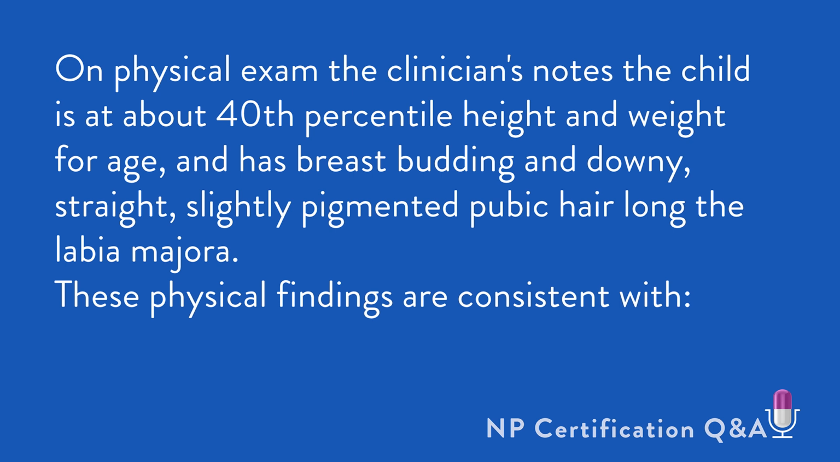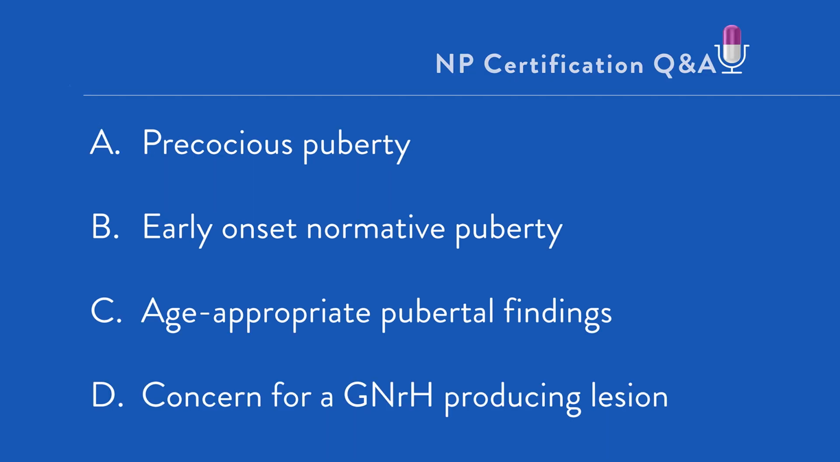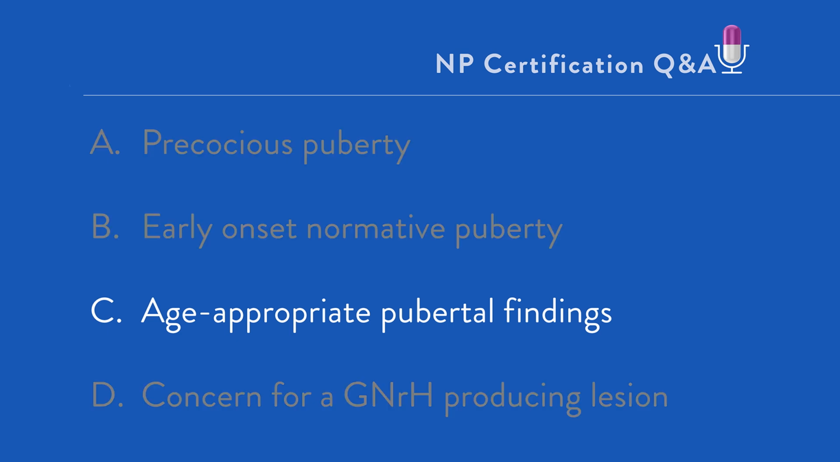These findings are consistent with A, precocious puberty, B, early onset normative puberty, C, age-appropriate pubertal findings, D, concern for a gonadotropin releasing hormone lesion. And the correct answer is C, age-appropriate pubertal finding.